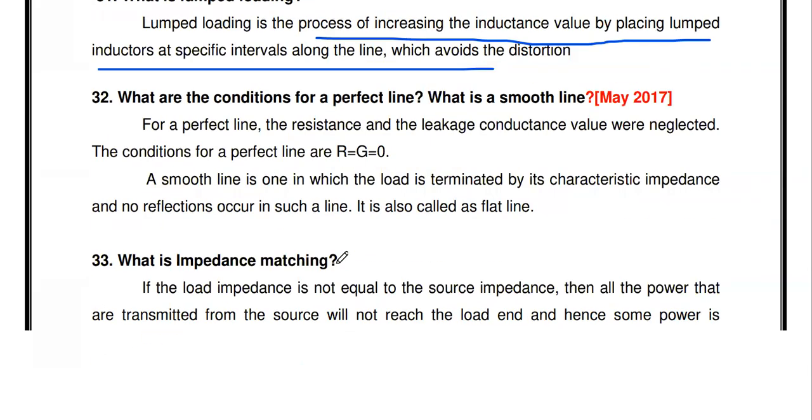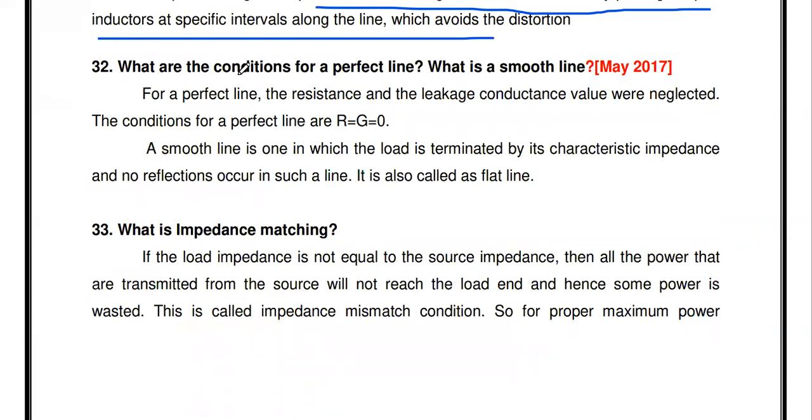Okay, then the next thing: what are the conditions for a perfect line and what is a smooth line? For a perfect line, the resistance and leakage conductance values are neglected. That means for a perfect line, the resistance value as well as the conductance value becomes negligibly zero.